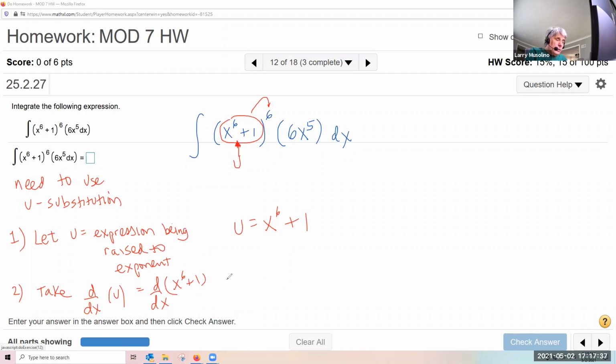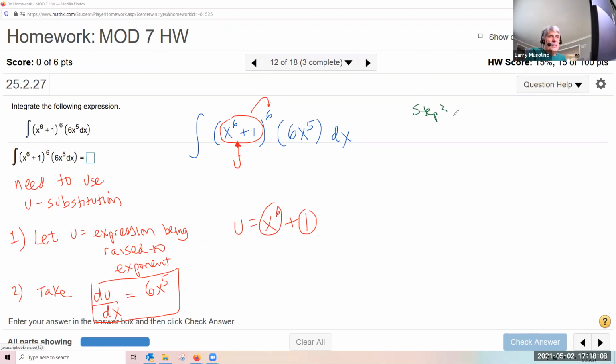Well, that turns out to be, I'm going to write it this way. Let me write it as du dx. So I'm going to take the derivative du dx, and I'm taking the derivative of x to the 6, that's 6x to the 5. And of course, when I take the derivative of 1, it's just a 0. So I'm going to take du dx and get 6x to the 5.